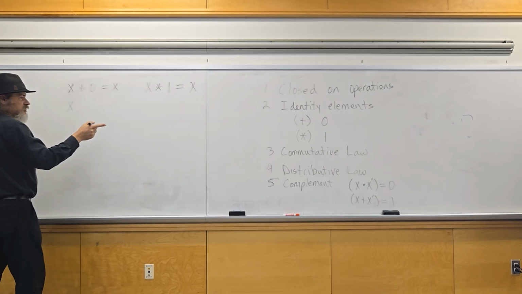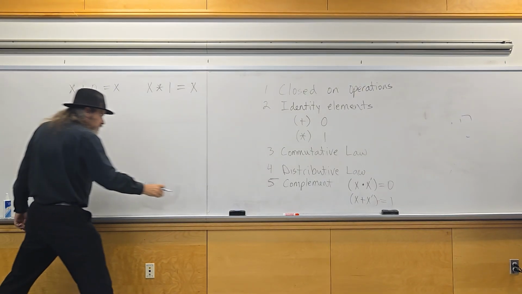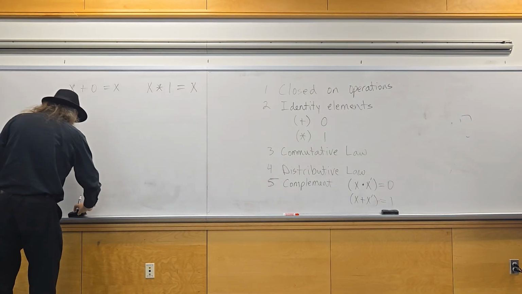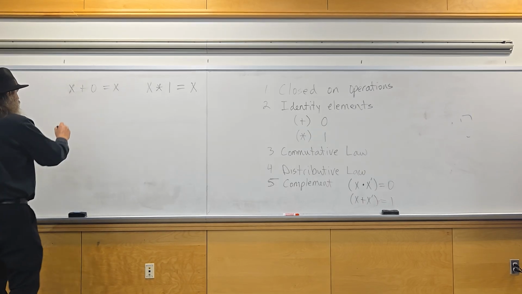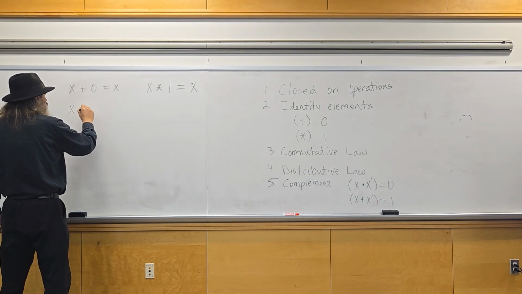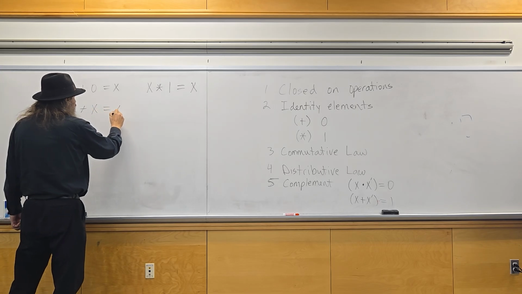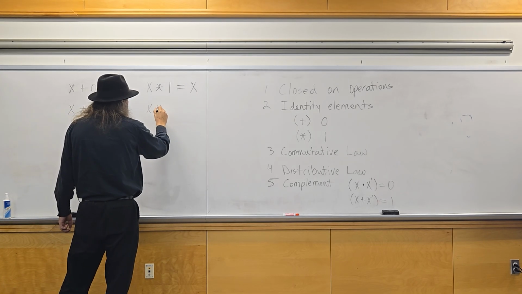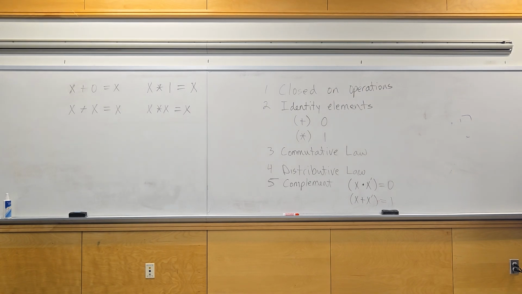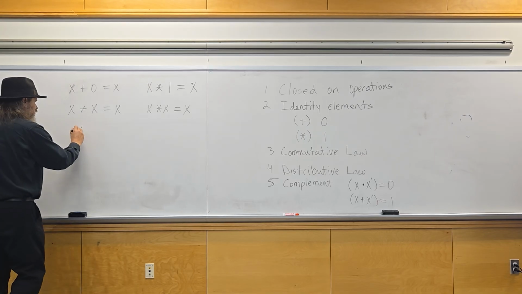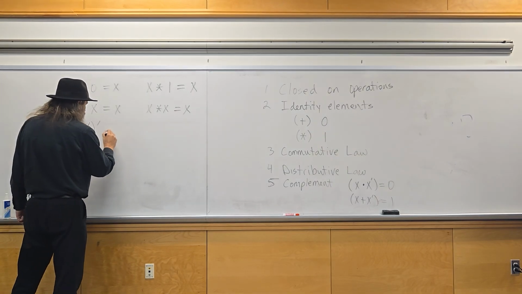X, the complement, we already covered. So let's see here. Oh yeah. If you see x or x, it equals x. X and x equals x. So that can be easily simplified. Double negative: x prime prime equals x.